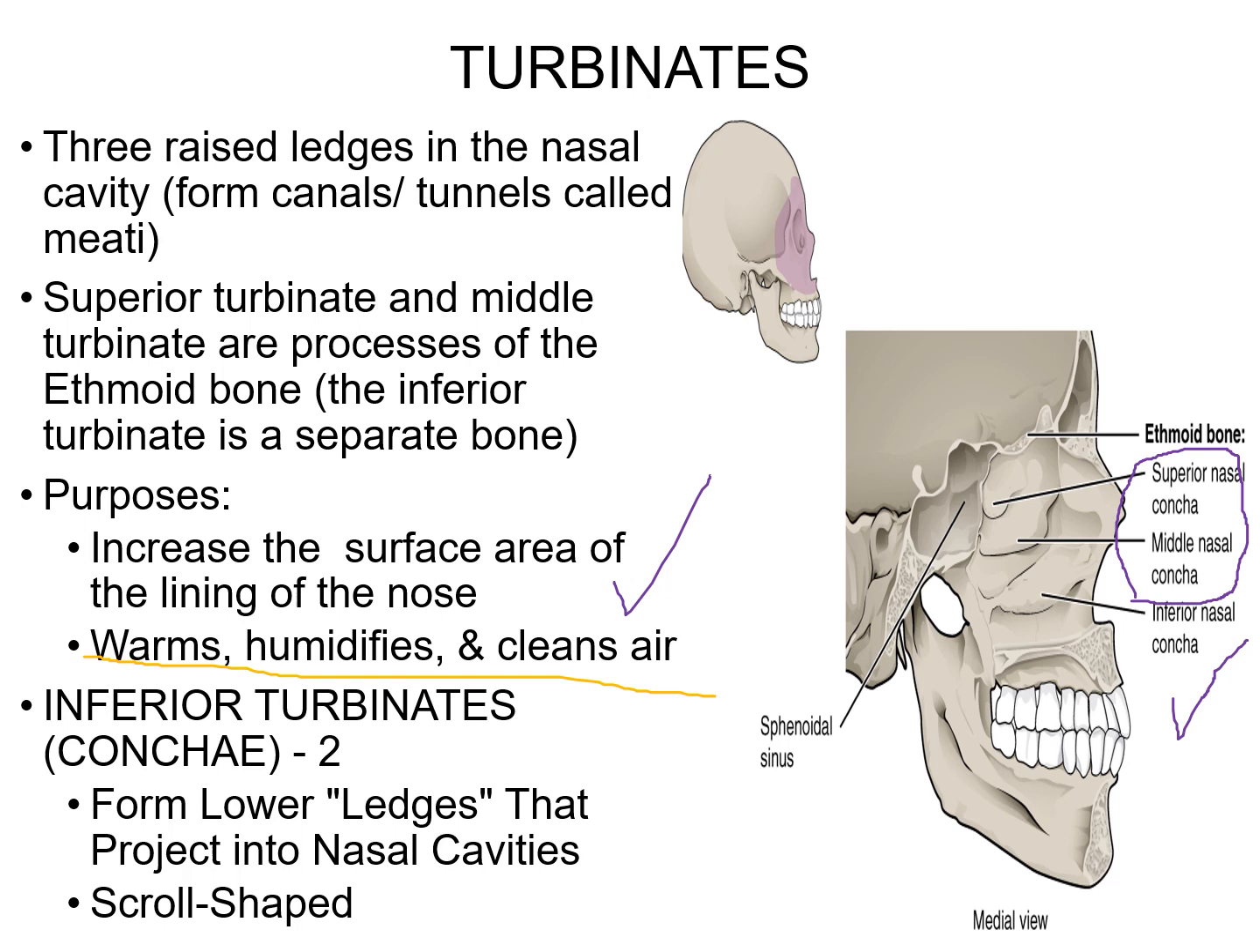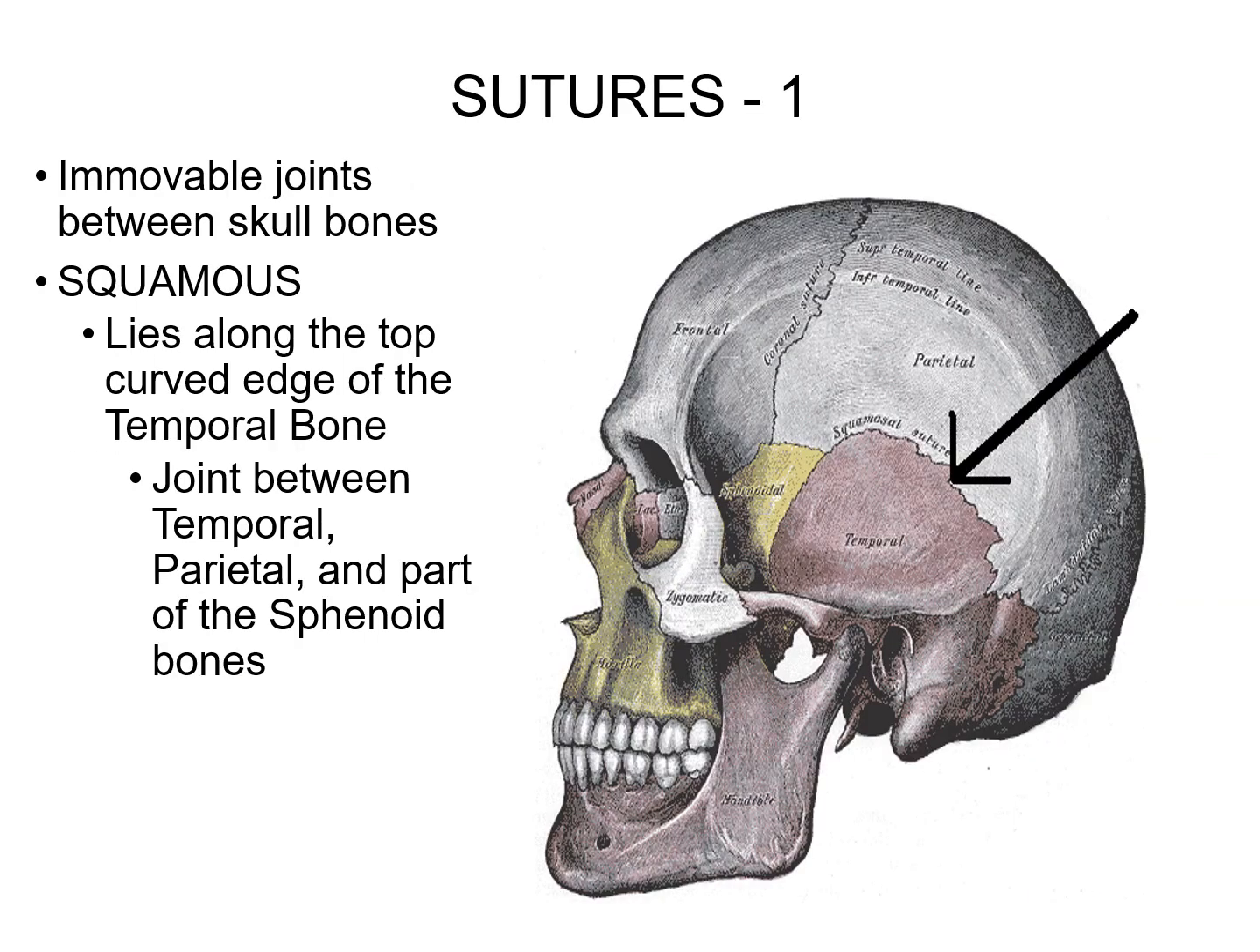And then at the bottom, once again, you can see the inferior turbinates. So you have a left and right. They're their own unique separate bone. Same function as the superior and middle conchae, but it is its own unique bone, not part of the ethmoid bone. Okay, so other than the ear bones, we have covered every single bone in the face and skull area.